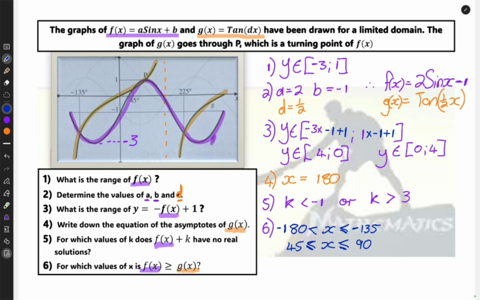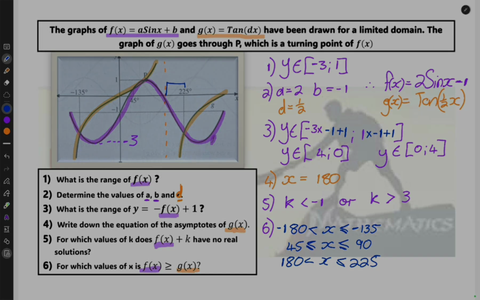Then I'm going further to the right. So this part, the purple is not on top, but straight after the asymptote. So for this section there, the purple graph is on top, and the orange graph goes down next to the asymptote. So I also need to tell them from 180 to 225, but remember 180 is an asymptote, so it doesn't get a line. And that is all the sections where fx is greater than gx.